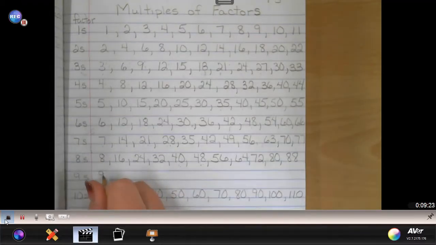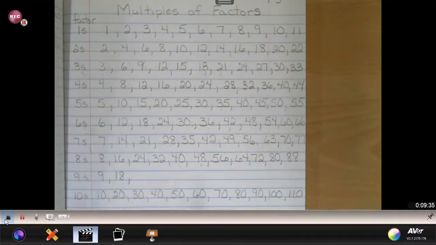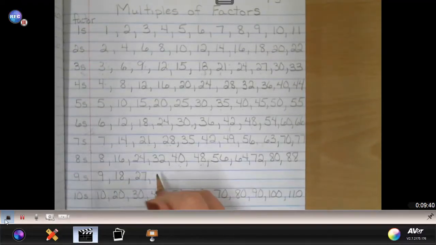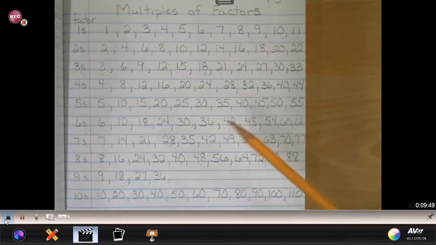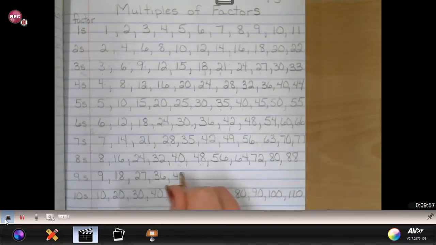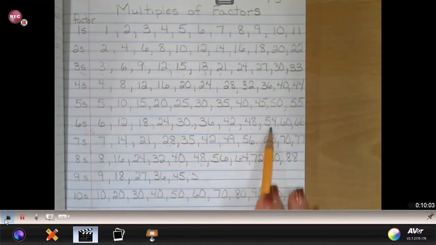So we have 9. One group of 9 is 9. 9 plus 9 is 18, so I'm doubling my 9 to get 18. 2 groups of 9. 3 groups of 9 is 27. 4 groups of 9 is going to be 36. The next group is 5 groups of 9, and that's a multiple of 5 also. So we could also come up here and look at our multiples of 5, and that would be 45. 6 groups of 9, again, here's 54.